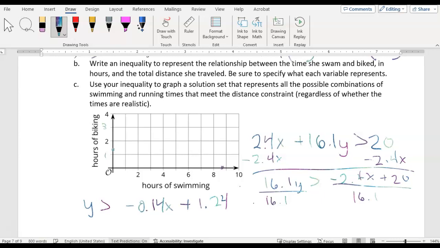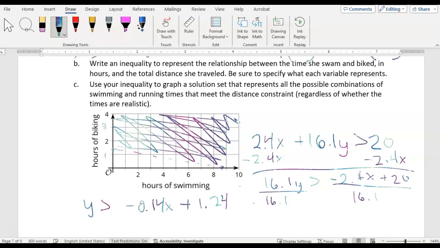That's our endpoint. And it is going to be a dotted line because it is greater than, and we want to have greater than, so we're going to shade above the line. If we were to test a point, 0 is greater than 1.24 is not true. So this is the side we are not shading because that is not true. We want the side that does work, and so we would be shading that side there.